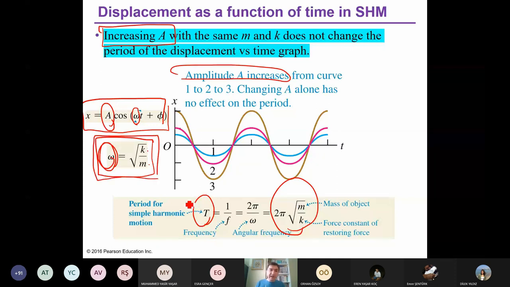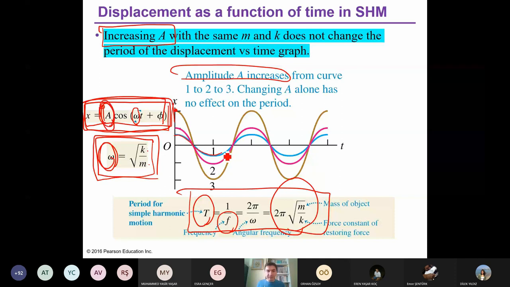But this X will be affected by the change in the amplitude because here we have amplitude. If you increase the amplitude, you will have increased amplitude. This blue curve is the first case. We have amplitude A. This is the period, okay? And this is the amplitude. If you increase the amplitude, the period is the same because period is independent from the amplitude, but amplitude is increased.